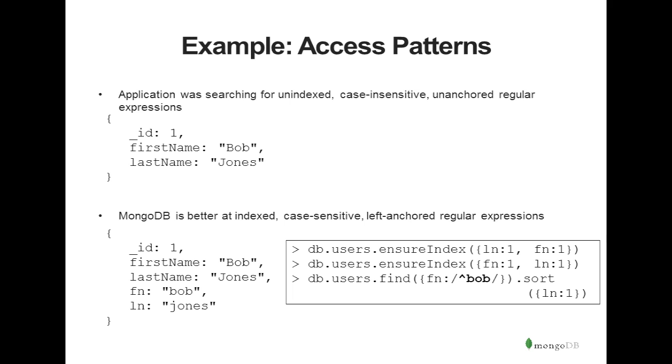So what we did here was we suggested that they change their application behavior somewhat so that instead of searching for a case insensitive with no index, you actually have a separate field of the fields that you're actually going to search for. So in this particular case, you have Bob with a capital B as something that's presented to the user, and then you have a field called FN for first name.